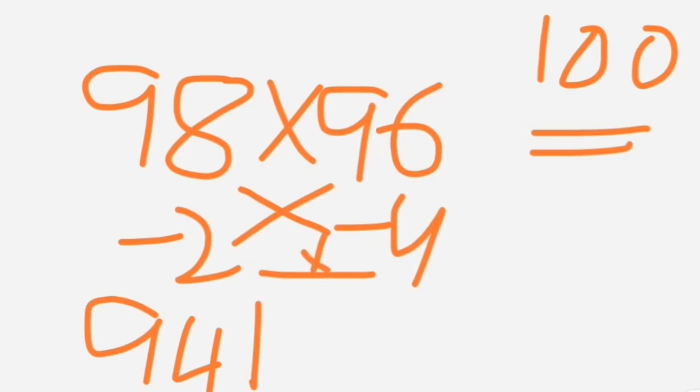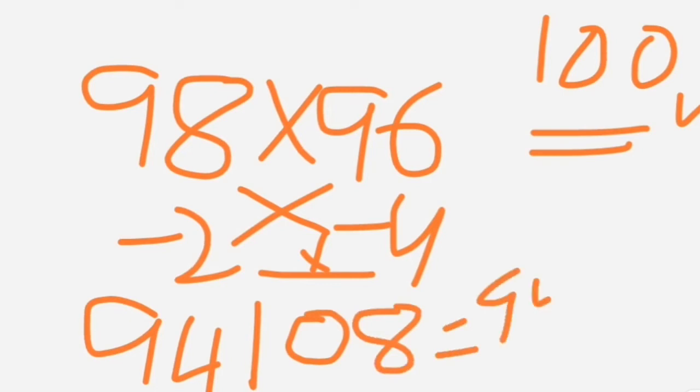We are supposed to write it in 2-digit form because our base value has 2 zeros. So 8 can be written as 08. So 98 into 96 would be 9408. This is our answer.